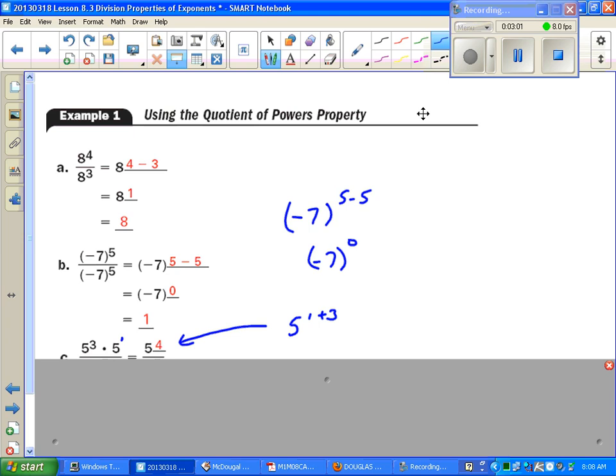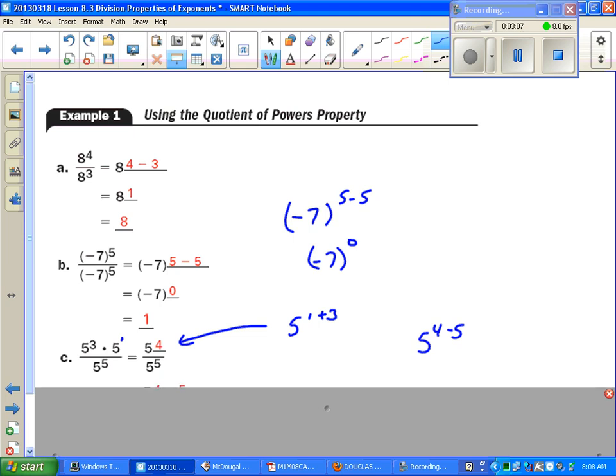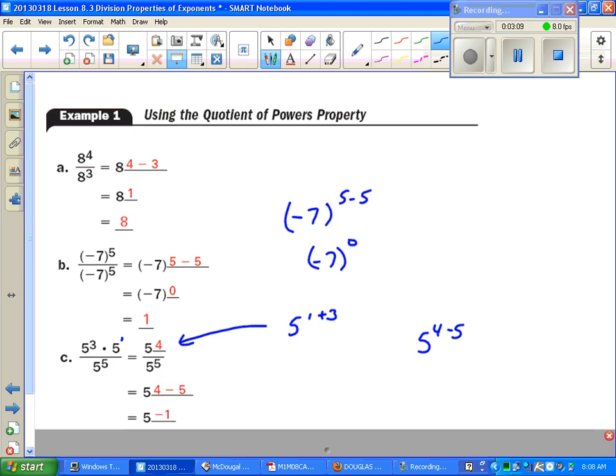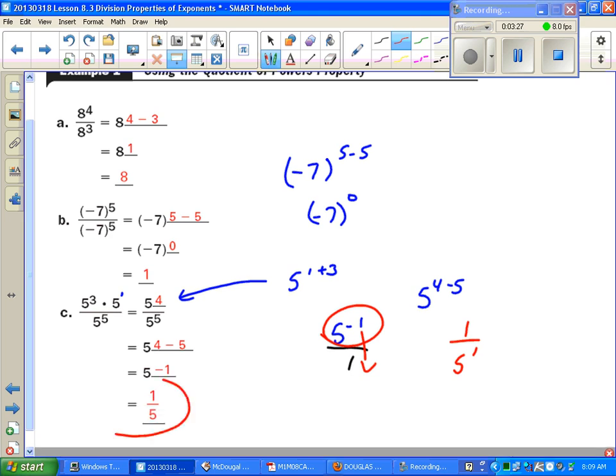Now you have 5 to the 4th over 5 to the 5th, so you do 5 to the 4 minus 5, which is going to give you 5 to the negative 1 power. It needs to ride the elevator since it's being raised to the negative power, which means since it's at the top, it's going to go down. It leaves you with 1 on the top over 5 to the positive 1, which is simply 1 over 5.